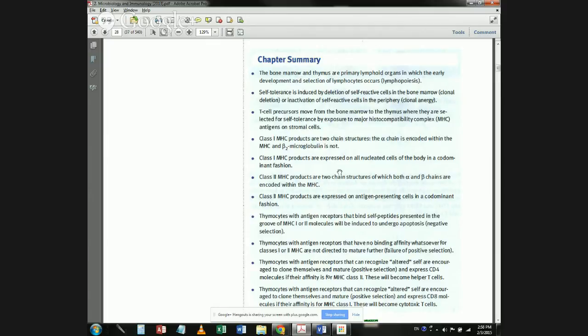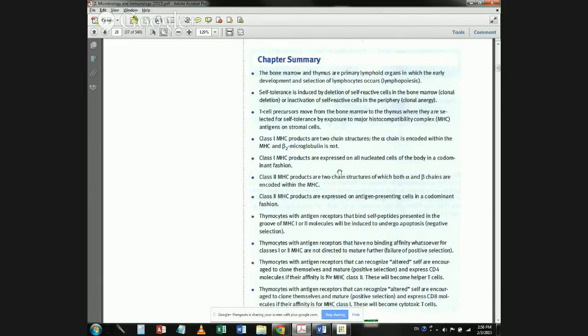Right? So for MHC1, there was only the alpha chain, and beta 2 microglobulin was a separate gene product, whereas in MHC2, both were encoded in that same MHC. Class 2 MHC products are expressed on antigen-presenting cells in a codominant fashion, meaning both chromosomes express that, transcribe and translate that gene into a protein.